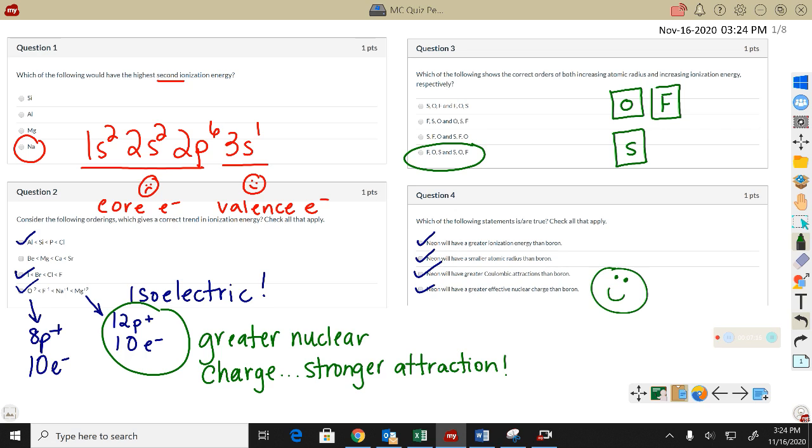little bit. But the main reason why these trends exist in ionization energy and radius is because of the stronger attraction. More protons in the nucleus, more electrons in the energy level, or again, you could say greater nuclear charge. That nucleus is becoming more positively charged, so it's more attracted to its electron cloud. Love it.